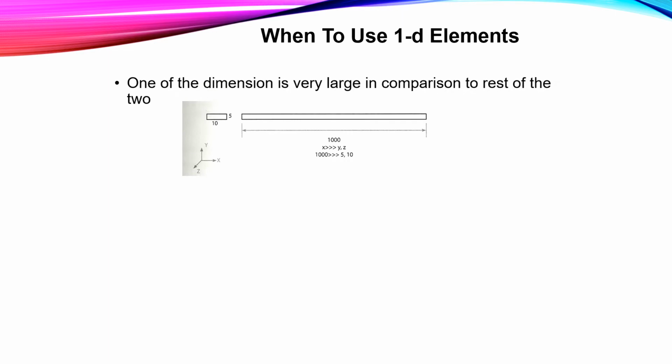One-dimensional element. This is the part in second unit from the finite element analysis. First of all, we will see when to use 1D elements. When one of the dimensions is very large in comparison to the rest of the two, then that 1D element is used.